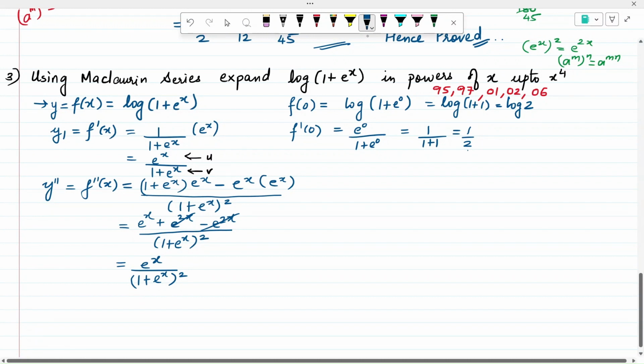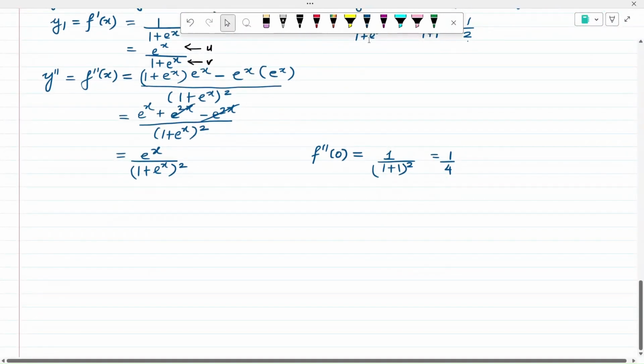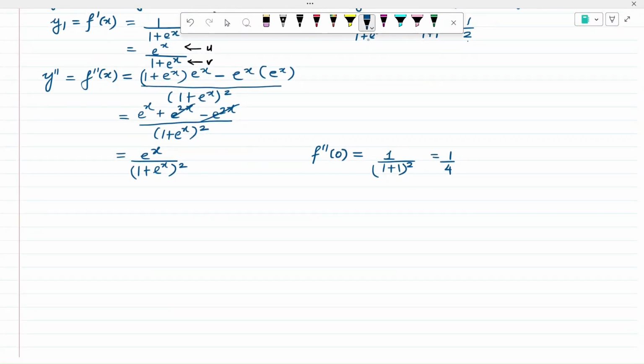Understand e raised to 0 is always going to be 1. So when I have to calculate f double dash at 0, I'll have 1 upon 1 plus 1 square, which is 1 upon 4. 1 upon 4 in this case. Okay. So let's now move to the third derivative. We are expected to find up to the fourth order or the power of 4, x raised to 4. So we'll go to the third derivative and then slowly to the fourth one.